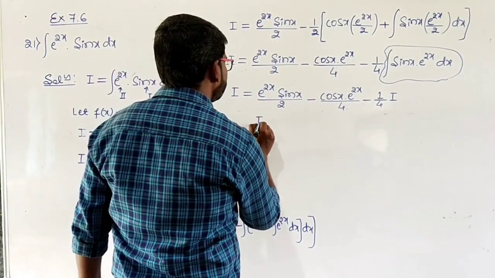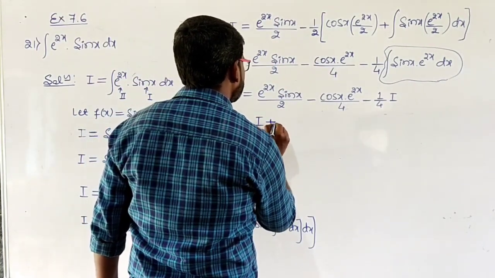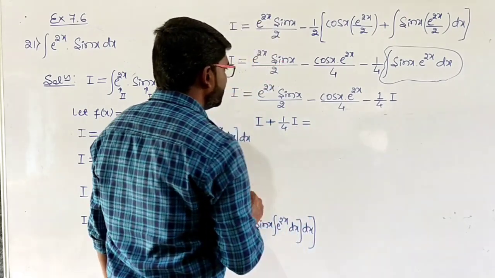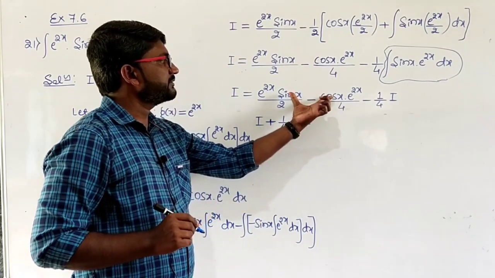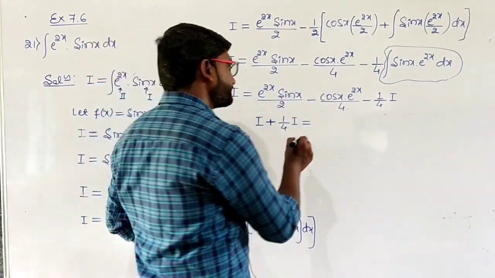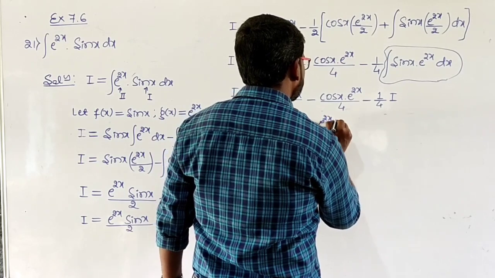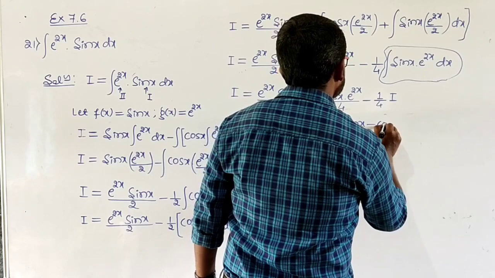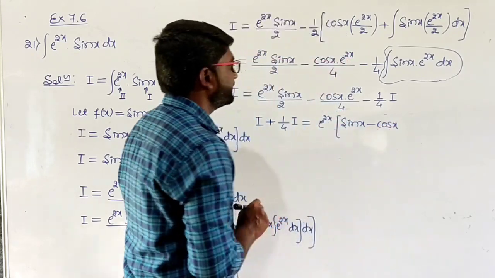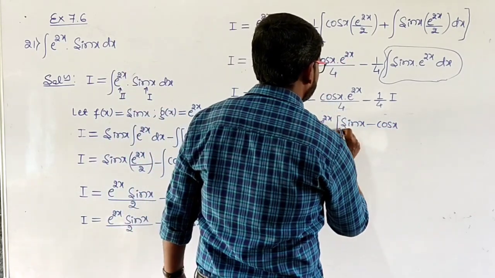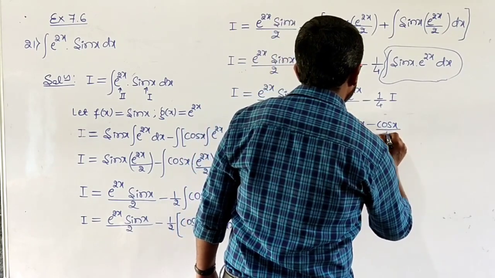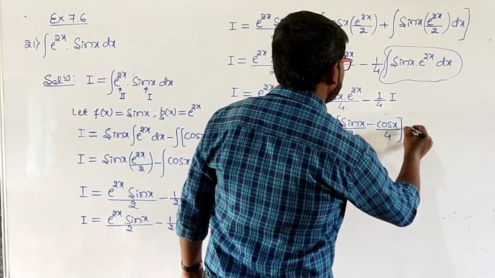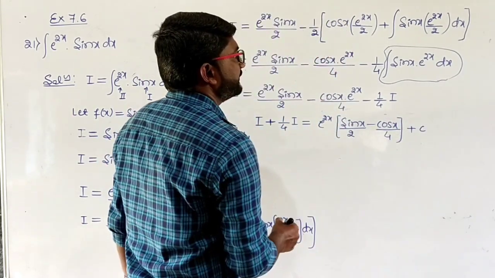So I plus I by 4, which is equal to, so here in these two terms we have e power 2x common. So e power 2x, and then we have sin x minus cos x, sin x minus cos x. So sin x by 2 and minus cos x by 4. Then we have plus c at the end.